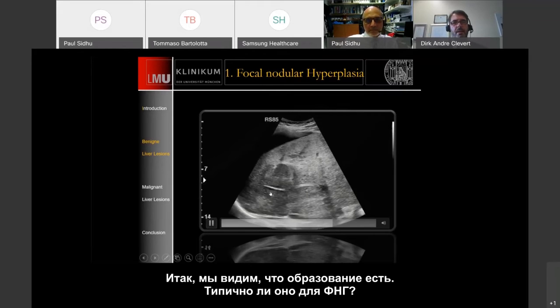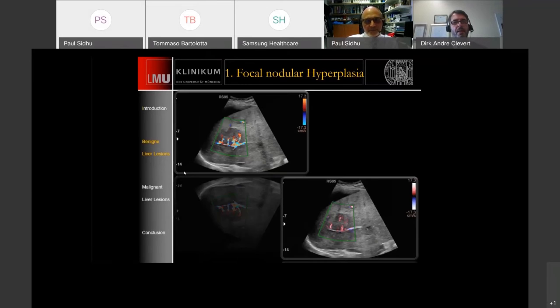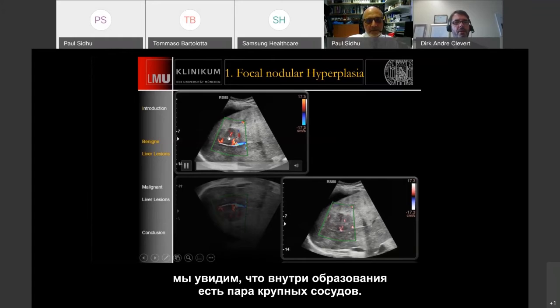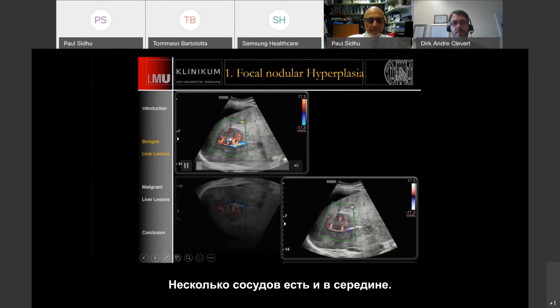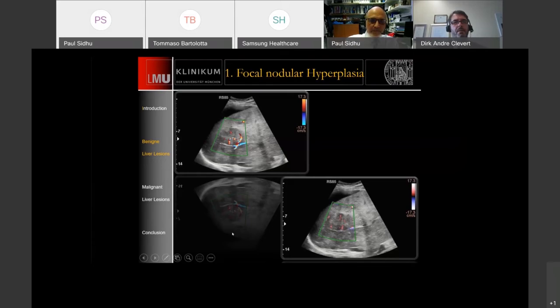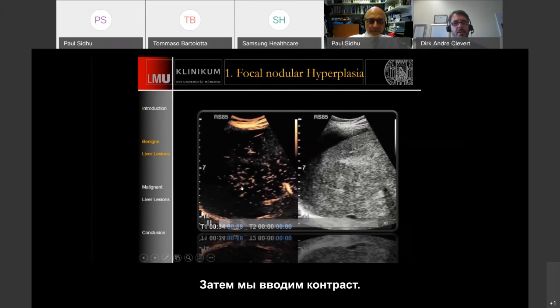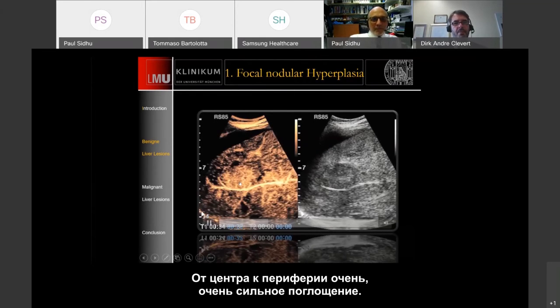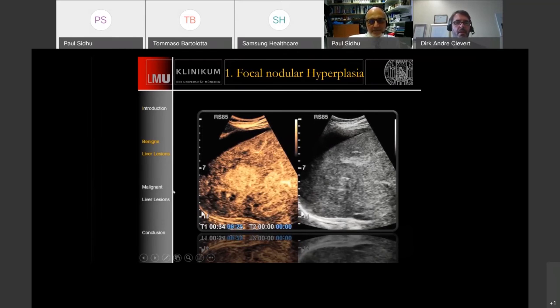So we see there's a lesion. Is this typical for an FNH? By looking at the color or power Doppler information, we see a couple of very strong vessels inside this lesion. Also here in the middle, there are some vessels. Then we inject contrast. You see there is a lesion enhancing from the center to the periphery. Very, very strong uptake. There's another one here.